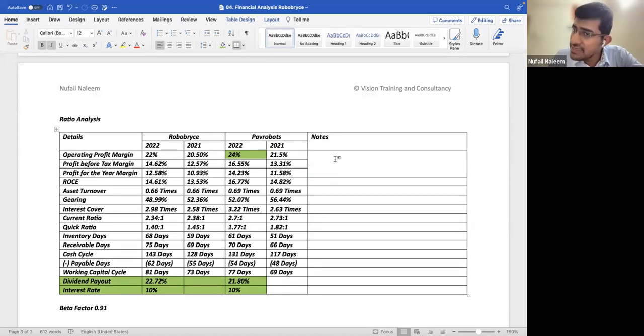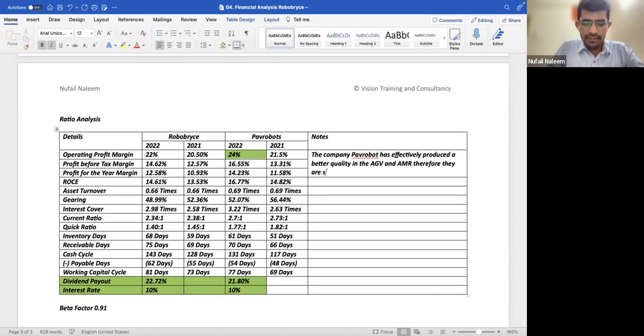So, students, let's start working on the detailed point of view of analysis. It will be much easier for you all to understand how this application will directly affect you. So let's write down the answer first. The company Pavrobot has effectively produced a better quality, therefore they are charging higher than Robobryce.